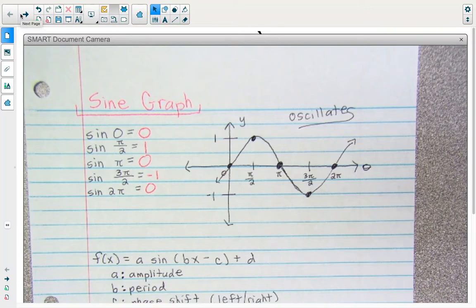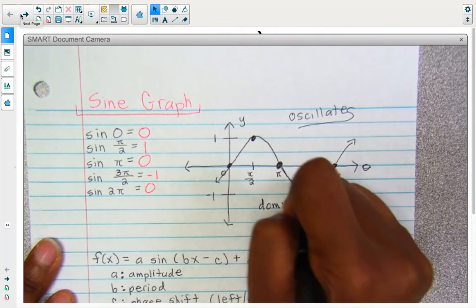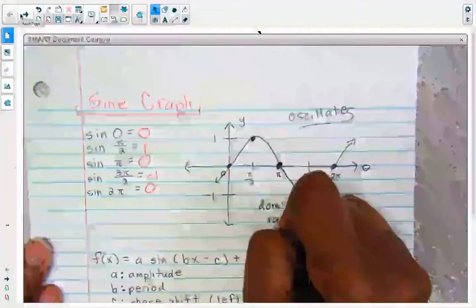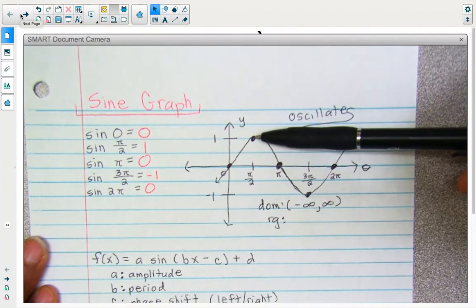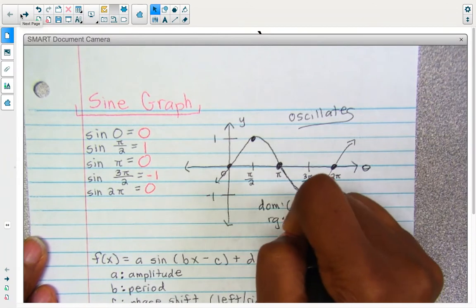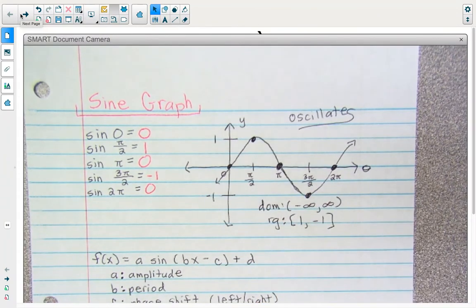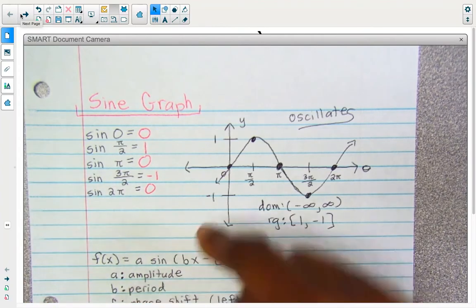So my domain is going to be all real numbers. My domain is from negative infinity to infinity. But my range, however, if you notice, my peak is +1, that's my maximum, and my minimum is -1. So my range goes from the numbers 1 to -1. So my domain is going to spread left and right forever and always, but my range only goes from 1 to -1.